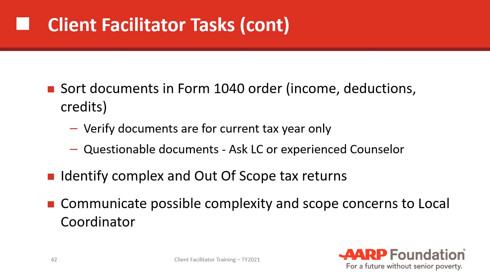So you can see here that you need to identify the complex and out of scope tax returns. So if you see documents that don't look familiar, you need to ask questions, and we're going to determine whether these things are out of scope or not. What we don't want to happen is we don't want the taxpayer to go to a counselor, have the counselor start working on the tax return and find out an hour later that we found something that was out of scope, and it could have been found at the client facilitator station. So you need to be aware of that.